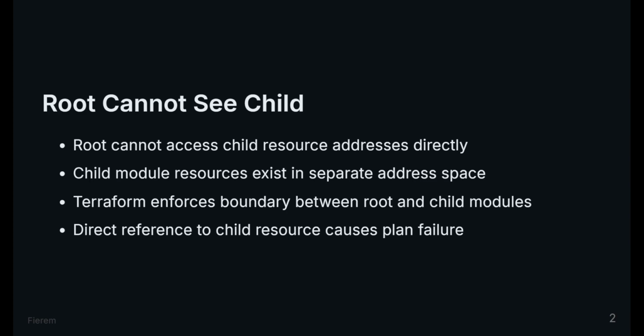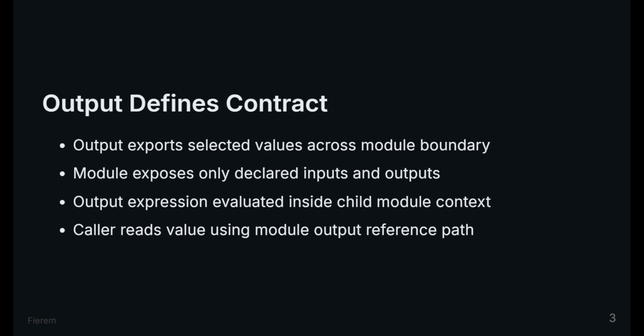By declaring an output, we promote one value across the module boundary without exposing the child module's full internal structure. A child module can contain many resources, but its caller only sees declared inputs and declared outputs. This causes the module to behave like a stable interface rather than a transparent folder of reusable code.